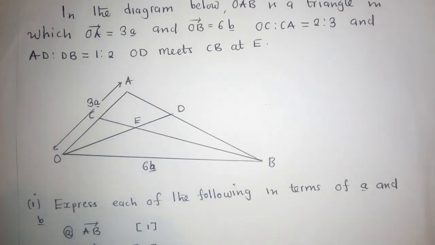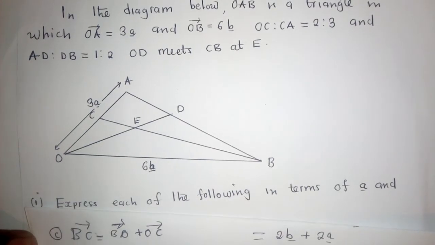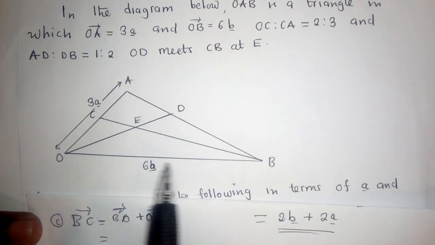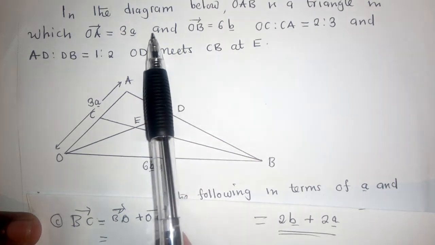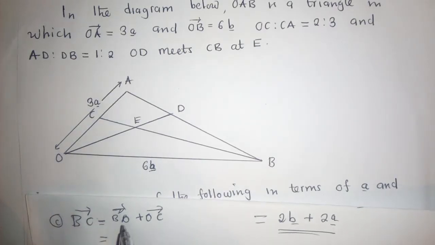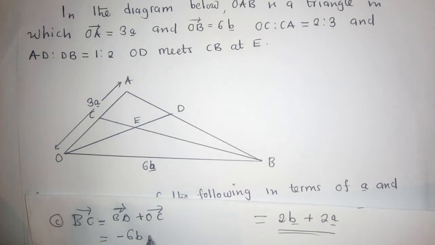So now, since we have what we want over here, we want to express this BC in terms of A and B. So what is our BO? Remember in the question they have given us OB here, but here we want to use BO. So our BO will be equal to -6b. Negative because of the opposite direction.